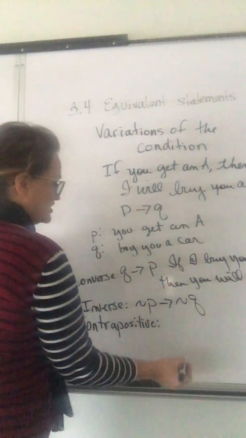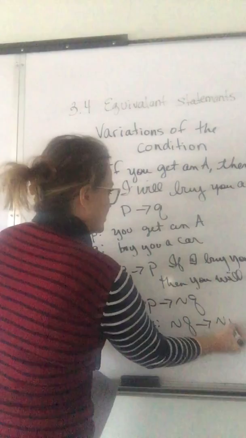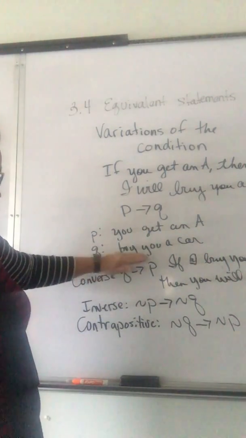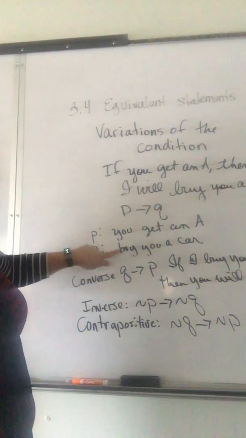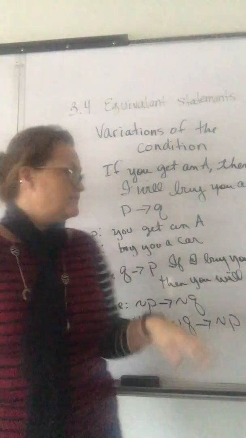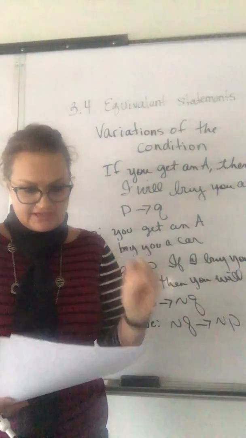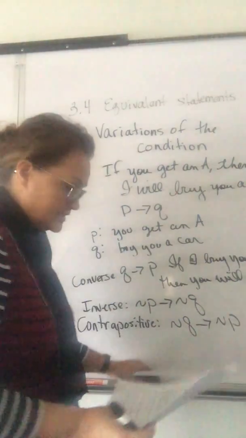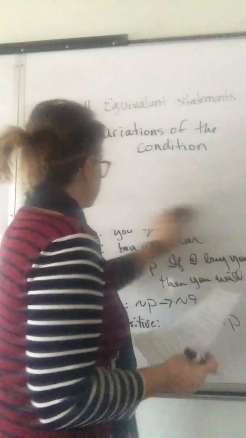And then contrapositive does both. It negates and switches. So instead of P then Q, it makes it not Q then not P. It switches the order and negates both. So that ordering would be negate, negate in the opposite order. So if I do not buy you a car, then you will not get an A. Something to that effect, negating and switching. And then the last one, again, you can pause, is practice for you. Another example, it's the same thing, but just more practice with this.